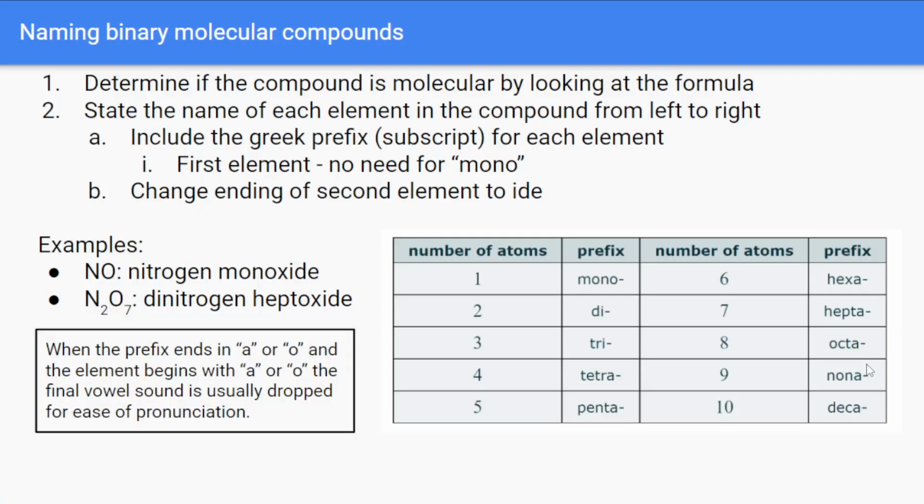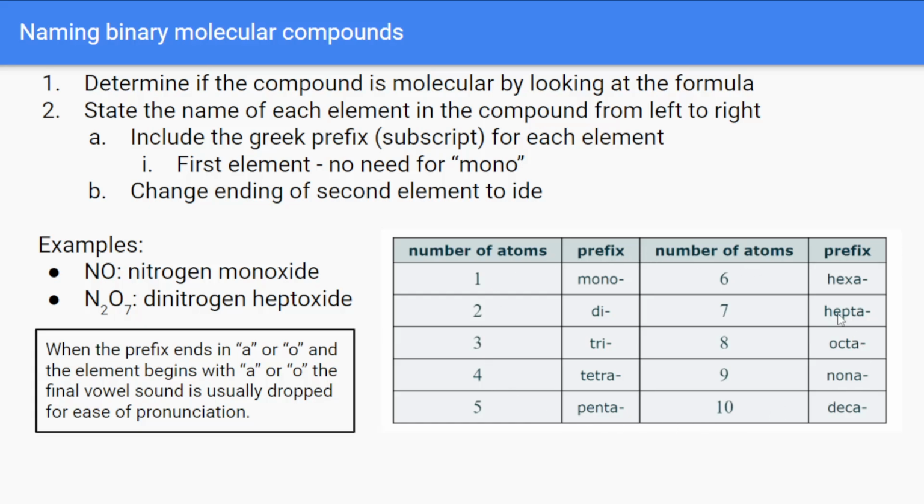So when it comes to naming, you have to be able to look at the formula first to be able to name. And so you look at the elements and you list them in the order that you see in the formula. So in the case of nitrogen monoxide, we have NO, so N is first, oxygen is next, so we would name it in that order too, nitrogen monoxide.